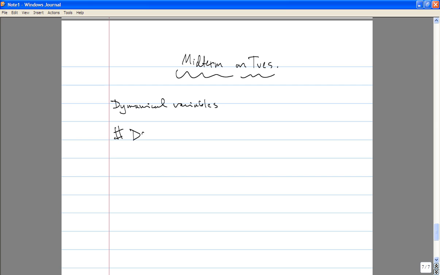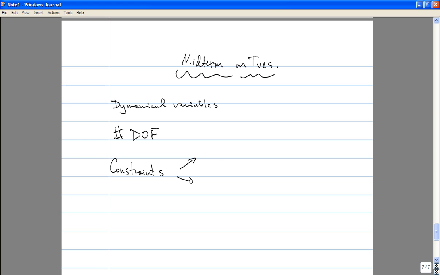So here I will just list the various concepts that I think are important for you to know. Of course, this is a necessary but not sufficient list of concepts. We reviewed concepts of dynamical variables, of numbers of degrees of freedom. We studied systems which have constraints. So there are a variety of types of constraints.